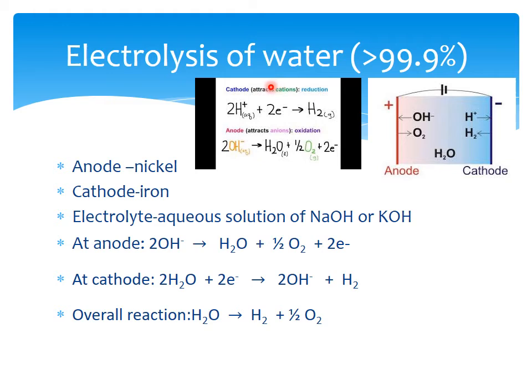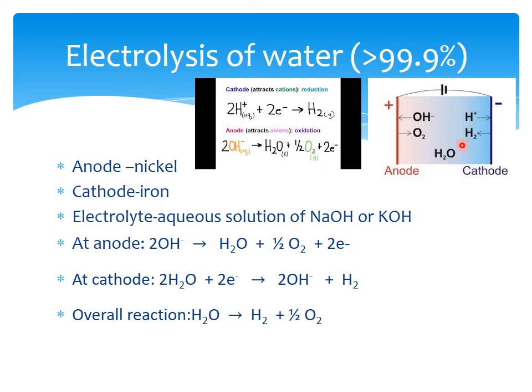Let's see how this electrolysis is carried out. For doing electrolysis, three things are required: an anode, a cathode, and an electrolyte. The electrodes are the anode and cathode. Here we are taking nickel as the anode. The anode sign is positive and the cathode sign is negative. Here an iron rod is taken as the cathode.